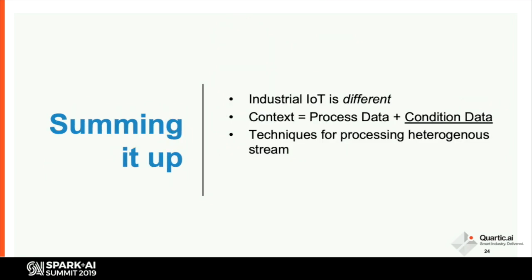So that sums up my presentation. We have seen that industrial IoT is different, primarily because of the nature of the data stream. It's heterogeneous, and there's a lot of variety of data that needs to be processed together. The key insight is that the context, in the case of smart manufacturing or industrial equipment and reliability, comes totally with the process data and condition data. Condition data is really, really important. And we have seen some of the techniques for processing heterogeneous data streams.